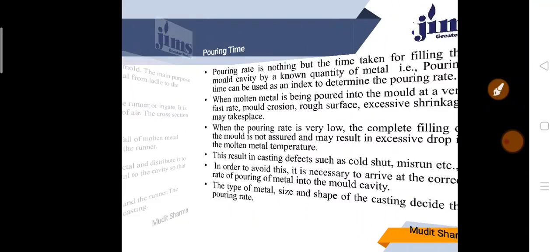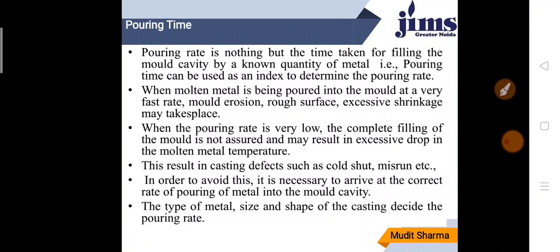Now next is the pouring time. It is a very important thing in the gating system. What is pouring time? It is nothing but the time taken for filling the mold cavity by a known quantity of metal. Trouble occurs when the molten metal is poured into the mold at a very fast rate. When the pouring rate is very low, complete filling of the mold is not assured and may result in excessive drop. The type of metal, size and shape of the casting decide the pouring rate.